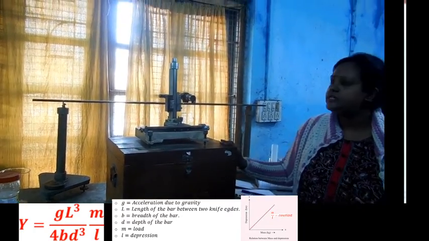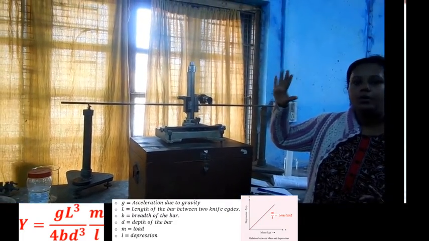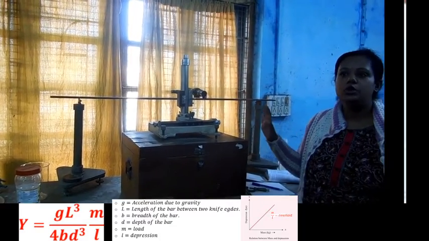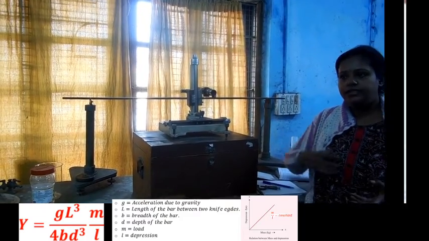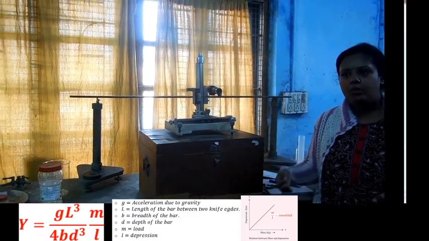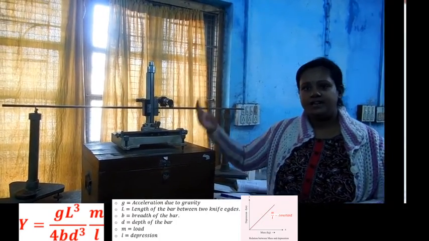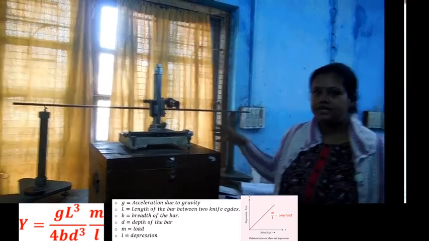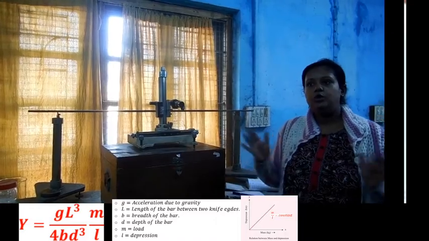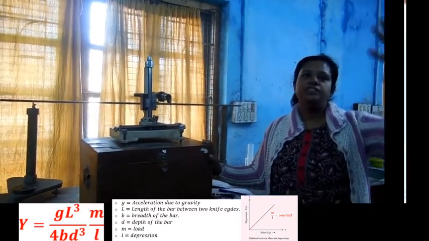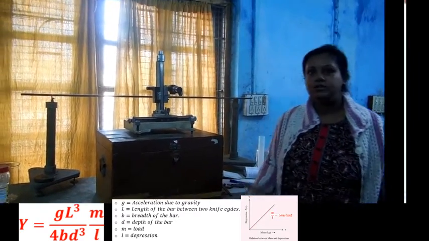Then we will find out the depression. The depression is basically the difference of the reading from the initial data when there was no load. So when there was no load, say the reading is X, and if the subsequent readings after putting loads are Y1, Y2, Y3, Y4, then the depression will be Y1 minus X, Y2 minus X, Y3 minus X, and so on and so forth. So now if we plot the load on the x-axis and the depression on the y-axis, it will be a straight line from which we can find out the value of the Young's modulus.